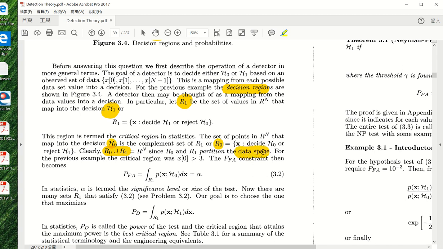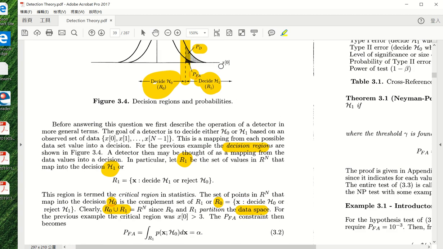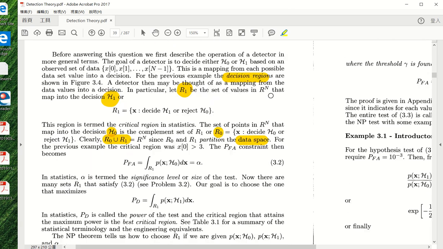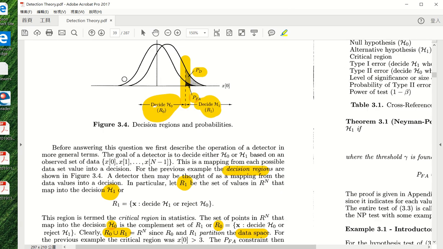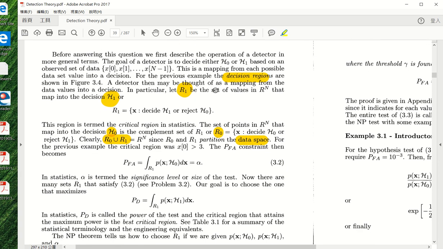Okay, so let's sort of the data space. You like to call it sample space, or you like to call it the domain of the horizon, whatever you call it. You know what it means. We need to define the domain into different regions.